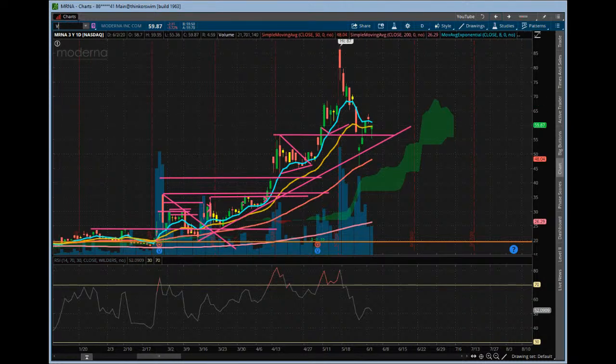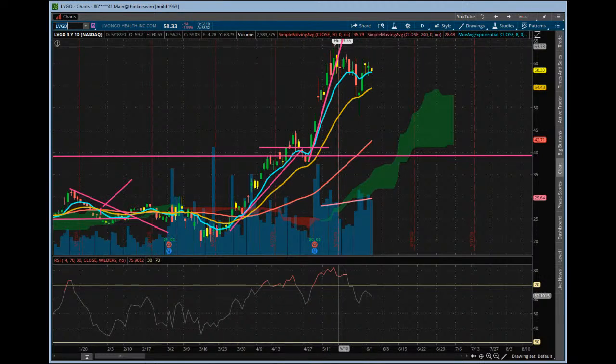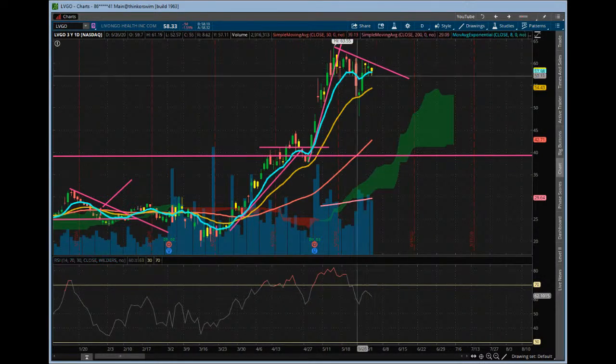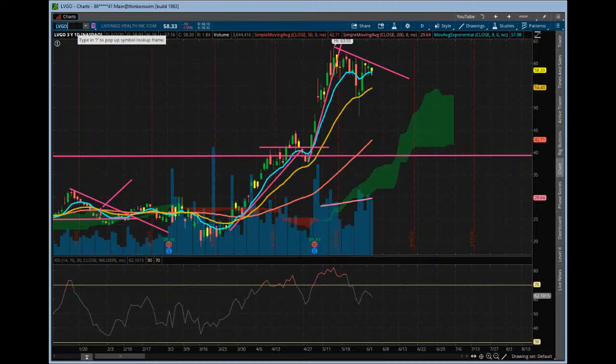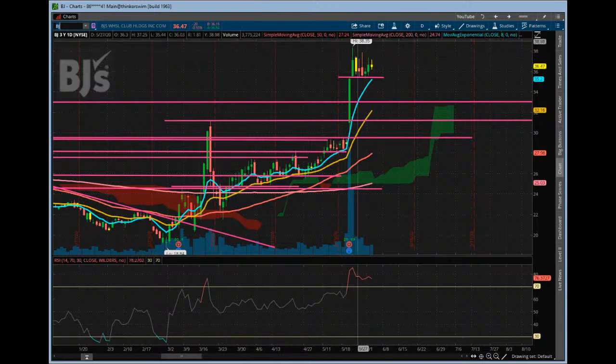LVGO, let's take a look. Yeah, inside day today. So let's see if we can clear these geometric levels up here, and if we can get any higher on it. See if it takes that inside day up. BJ, I think I just put in BJ's yesterday and it broke the system, but it was still fun doing it with TradingView yesterday. Still looks like we're working kind of like a pennant, possible flag pattern right here on BJ.